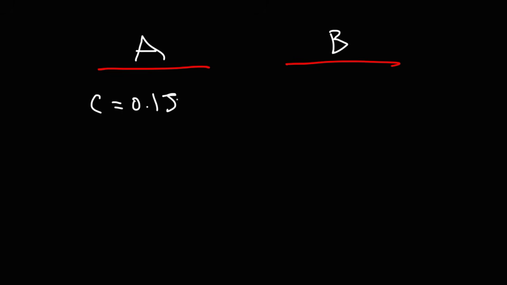Now I want to take a minute to make sure that you understand the concept of specific heat capacity and how it relates to the ability of an element to store thermal energy. So here we have two substances, substance A and substance B. Let's say that the specific heat capacity of substance A is 0.1 joules per gram per Celsius, and for substance B, it's 1 joule per gram per Celsius. So the specific heat capacity of substance B is 10 times greater than substance A.